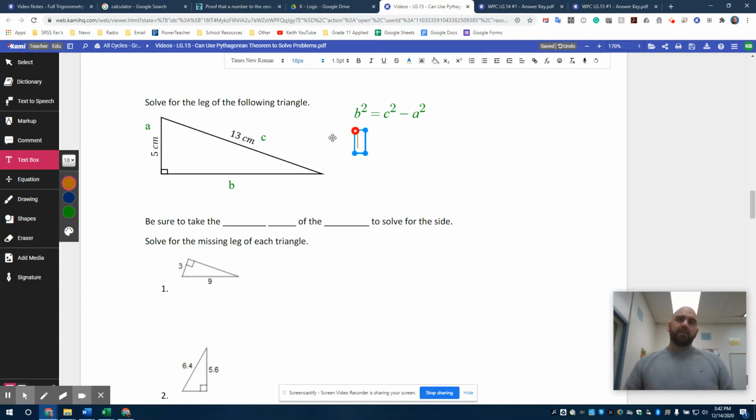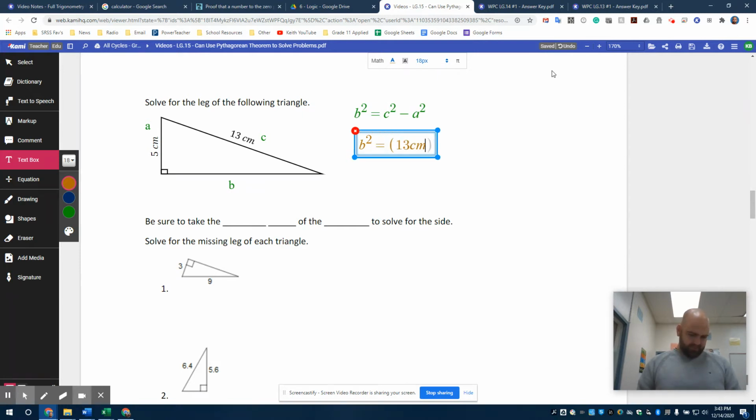All right, going to plug in the values that we have here, and I'm going to be using the units because we have units on this one. So C is 13 centimeters, and we're going to subtract 5 centimeters, and we're squaring both of those.